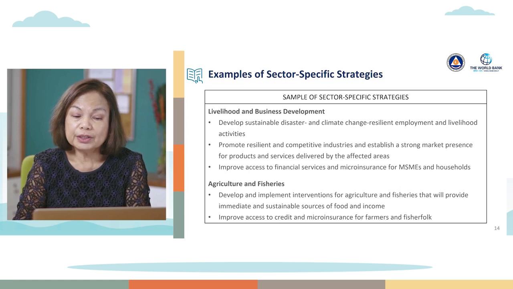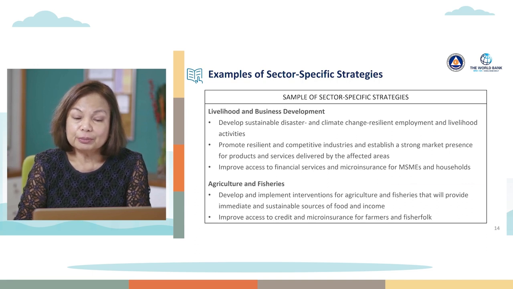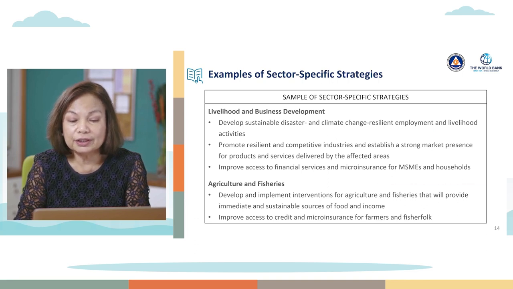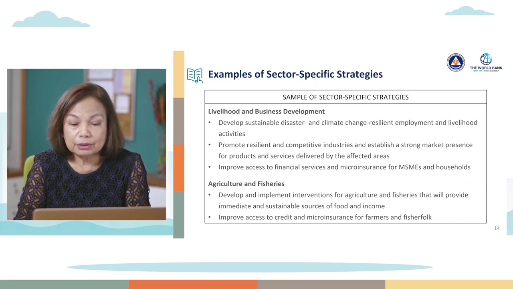One, you have livelihood and business development. A strategy could be to develop sustainable disaster and climate change resilient employment and livelihood activities, promote resilient and competitive industries, and establish a strong market presence for products and services delivered by the affected areas, and improve access to financial services and microinsurance for micro, small, and medium enterprises and households. For agriculture and fisheries, what are the strategies that we can adopt?